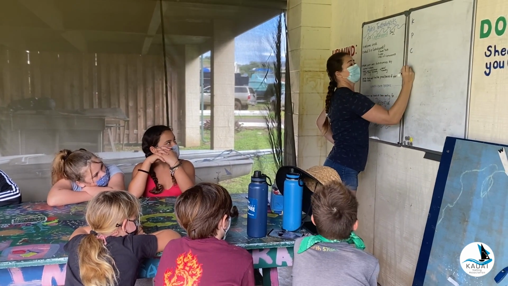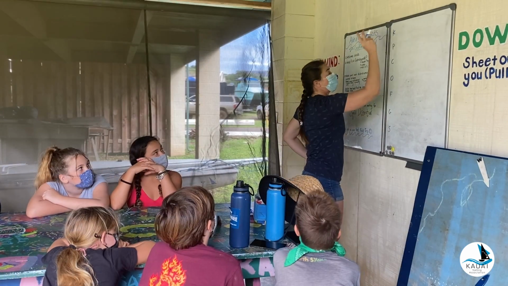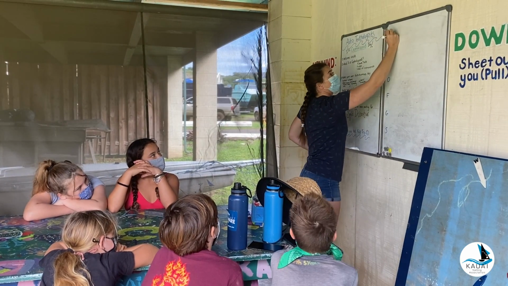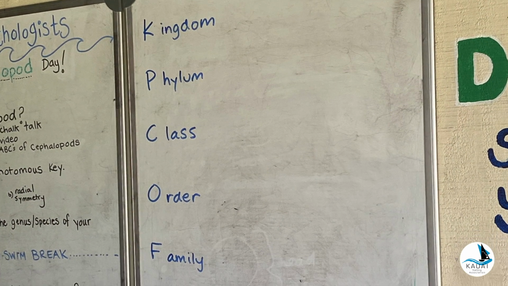Kings play chess on fine green sand. So our biggest is our kingdom. What's next? Phylum. And then what's next?